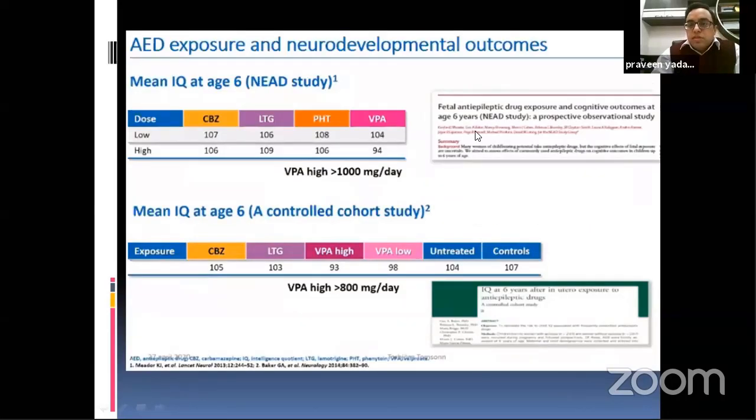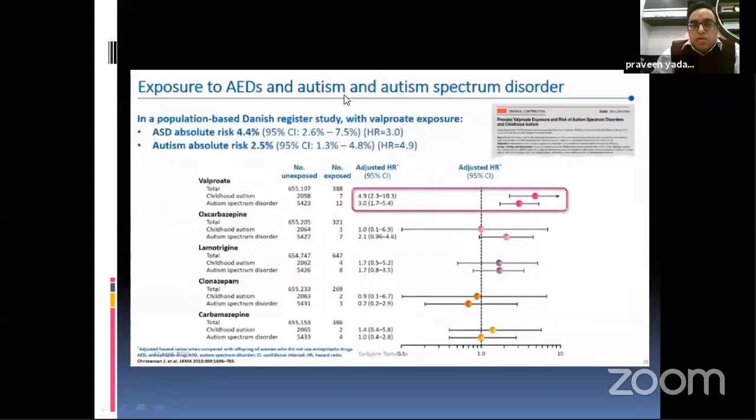Now, it is not just the congenital malformation. The AEDs affect the neurodevelopmental outcome also. There's a study called the NEAD study which shows that high dose valproate can affect the IQ of the child. And not only this, it causes autism and autism spectrum disorder. So sodium valproate and other medications like carbamazepine, lamotrigine, etc. in high doses can give rise to autistic traits in the children. So it's not just about the organ development. It can affect the IQ, the long-term mental capabilities, as well as traits like autism and autism spectrum disorder.